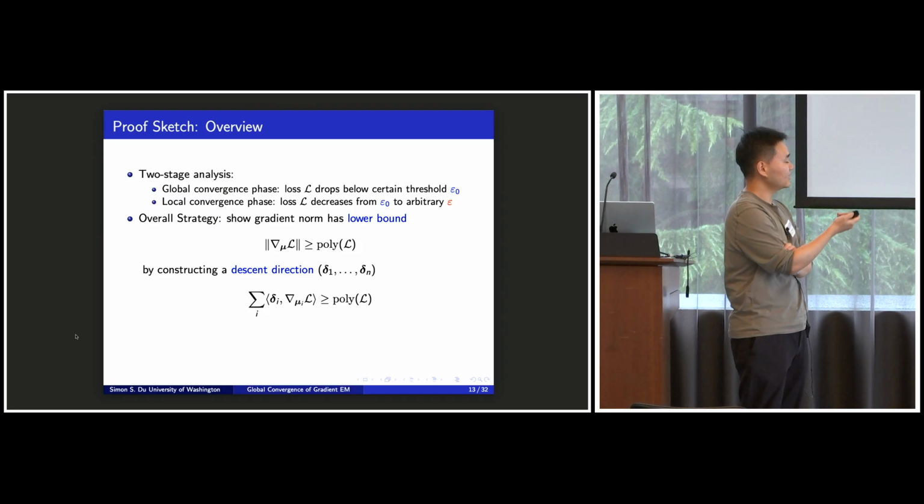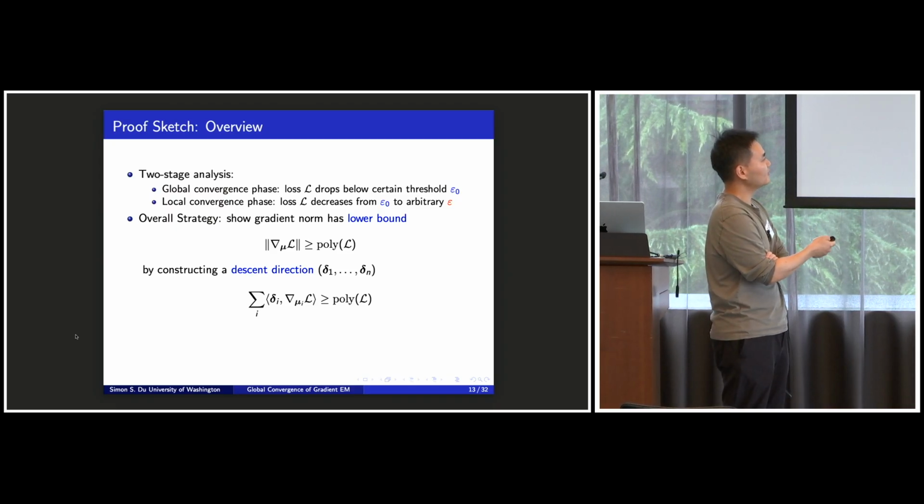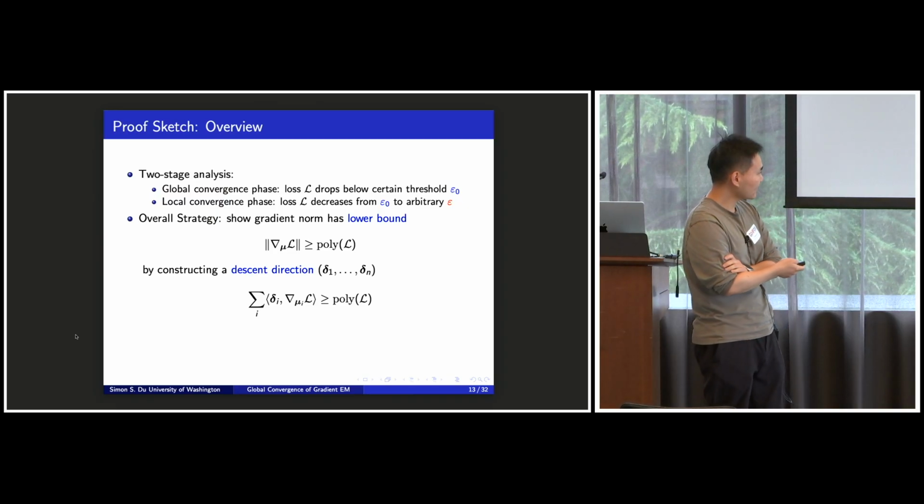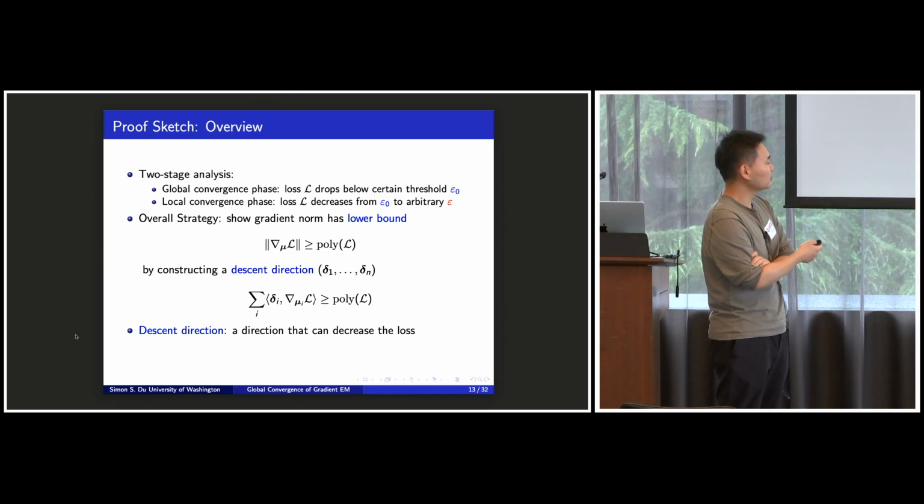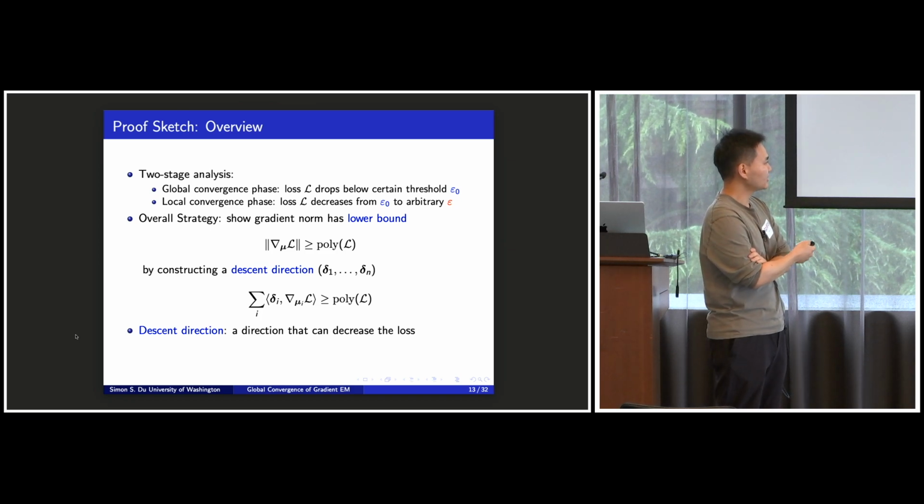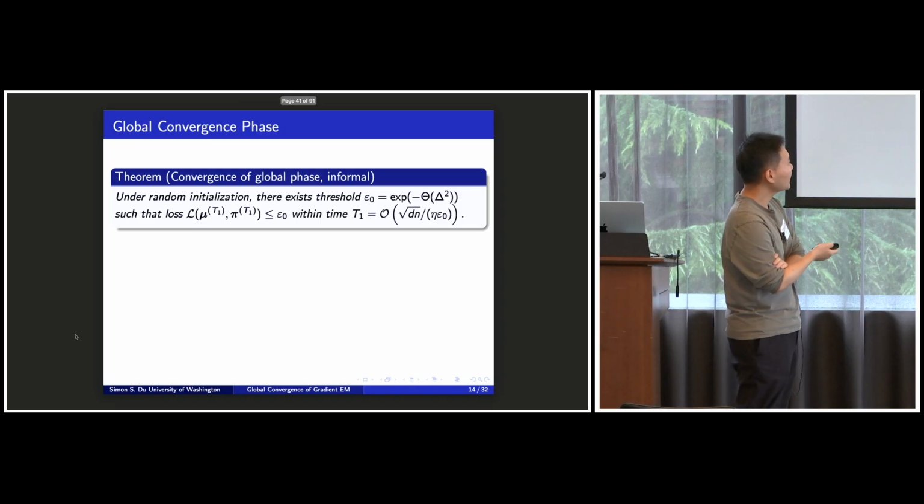Then this implies a gradient lower bound of this form, and then we can use the PL condition to show the global convergence. Okay. The key part is how do we find this delta 1 to delta n, and how do we establish a condition like this.